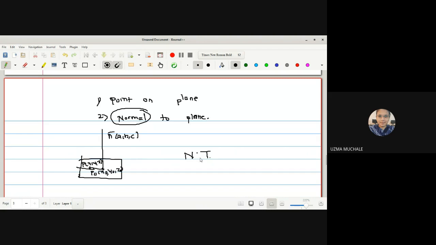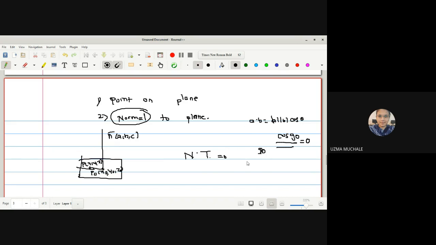So what about their dot product? What is the resultant of a dot product? 0. Why is this 0? Because we know a dot b is nothing but mod a mod b cos theta. Theta is the angle between A and B. Now, what is the angle between the normal and tangent vector? The angle between these two is 90 degrees. Why? Because just now you told me that they are perpendicular to each other, right? What is cos 90?